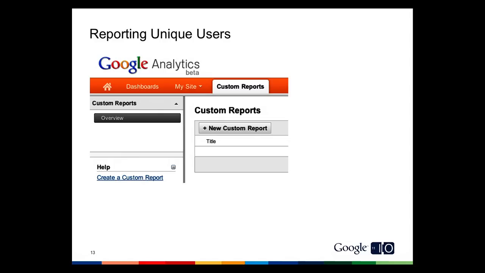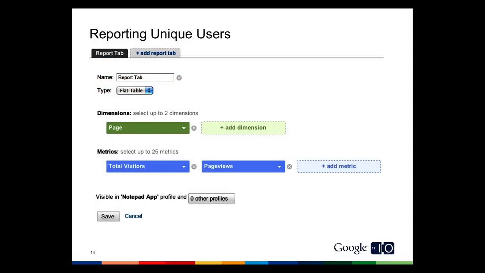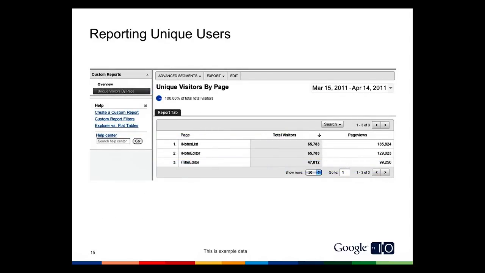And what we can do with the custom report in Google Analytics is get a breakdown of the total number of unique users who've actually looked at one of your activities. To do that, we use what's called a custom report. In the version 5 interface, you see it in the new custom reports tab. Here, we click a new custom report. We configure it using the page dimensions and the total visitors and page views metrics. Once we click Save, we see a new report that shows us total visitors as well as the total number of page views.